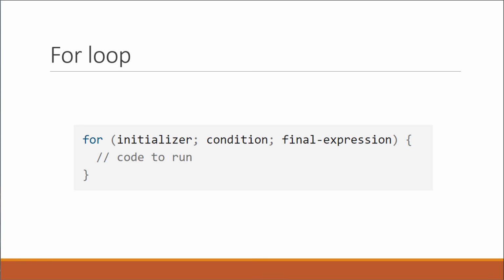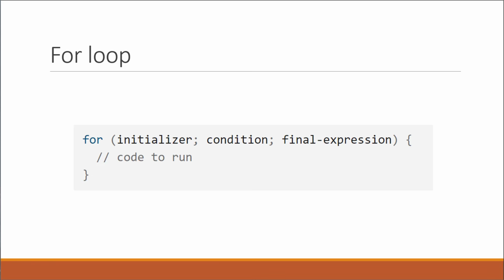Inside the parentheses, we have 3 items separated by semicolons. First is the initializer, which is run before starting the loop. Second is the condition, which is checked to see if the loop should stop. Third, the final expression, which is run each time the loop has gone through an iteration. We then have a pair of curly braces that contains a block of code which will run each time the loop iterates. Let's understand this better by writing some code.